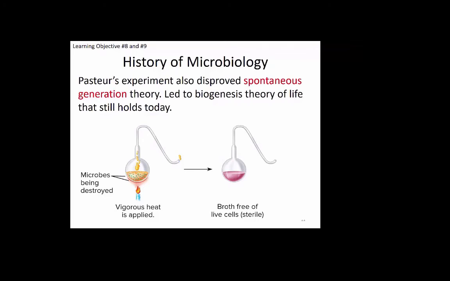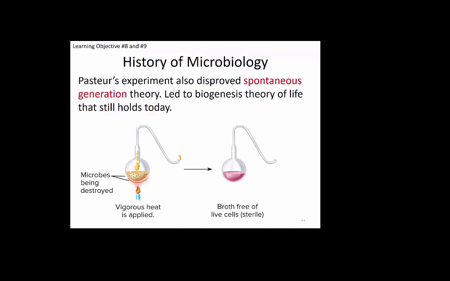He then let the swan-necked flask with nutrient-rich sterile broth sit on the lab bench for several days or weeks and concluded that no life was able to grow in the broth because life forms were not able to come into contact with the broth. The design of the flask prohibited life forms from getting past the bend in the neck, and therefore the broth remained sterile.